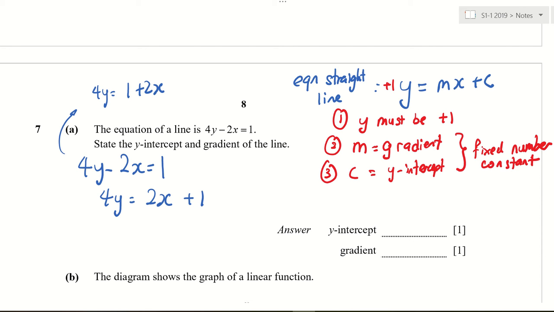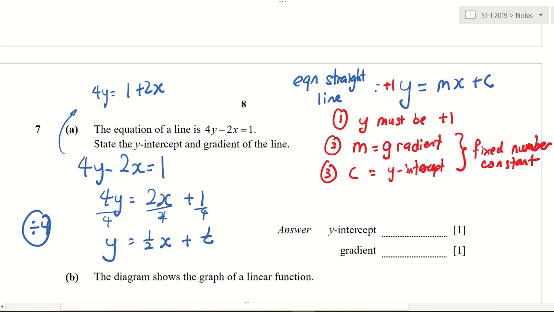So here, you divide by 4. So 4 divided by 4 gives you what? 1. 2 divided by 4 gives you what? Half. 1 divided by 4 gives you what? 1/4. Now, Ahmad, am I able to tell the gradient from here? Yes. Check. The number in front of y is 1. So the gradient is what?